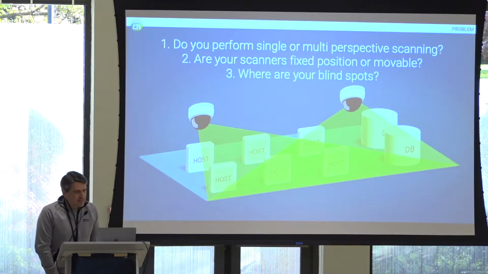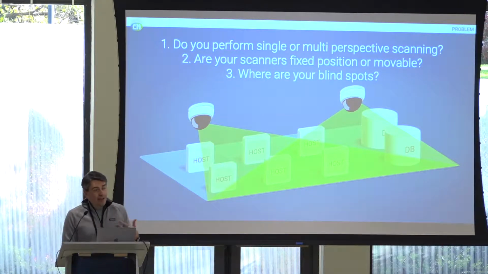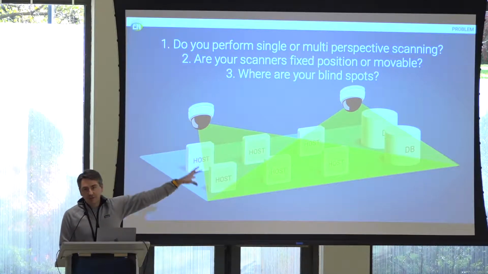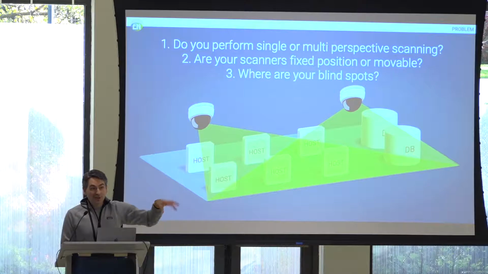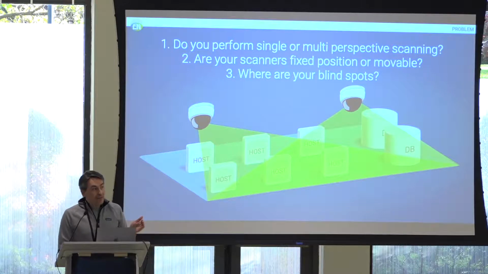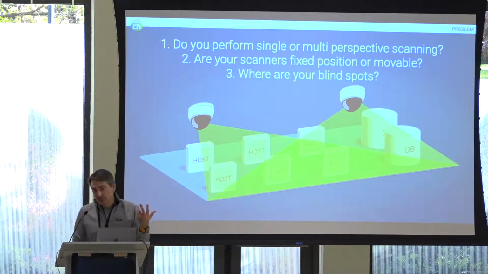And it's because of this. How do we scan our networks? Do we use single perspective or do we use multi-perspective? If you've got a Rapid7 scanner that is sitting on some box in some secure enclave that has all of your security tools, you are using a single perspective, and it is a fixed position. It's not changing. So what are other examples where it would be multi-perspective?